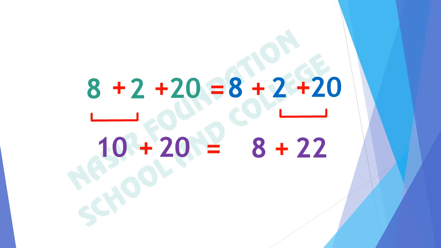On the left hand side now we will add 10 and 20. If we add 10 and 20, we get 30. And on the right hand side, we will add 8 and 22. Hurry up students, add 8 and 22 and tell me the answer. If we add 8 and 22, we will get 30. In both the cases, we have the same answer.